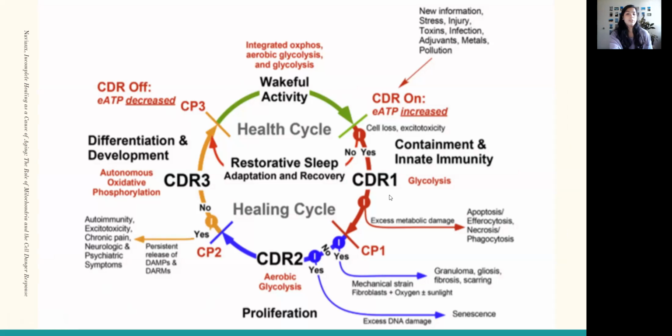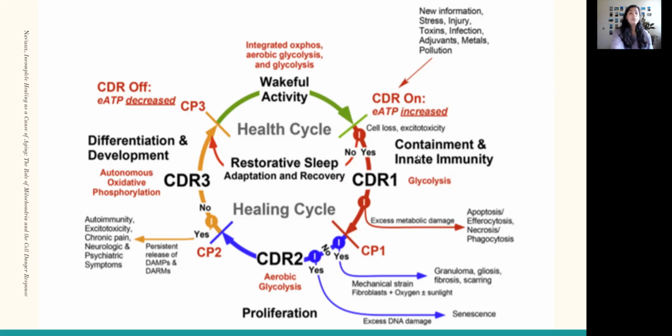So this is a more complex version of what I was just speaking to you guys about. So cell danger response, multi-step, cyclical, you can see that here. So you start in wakeful activity. The cell can use oxidative phosphorylation, aerobic glycolysis, and glycolysis as metabolism methods, and it can do that as it's needed. It goes integrated back and forth between what is necessary to keep that cell at its best fitness. However, when a stress, new information, injury, toxins, anything like that, a pollutant, is introduced, the CDR switch is flipped to on.